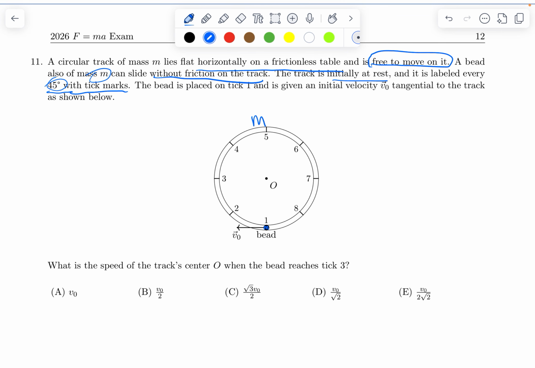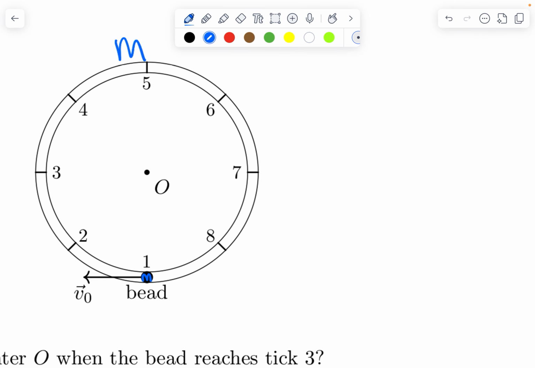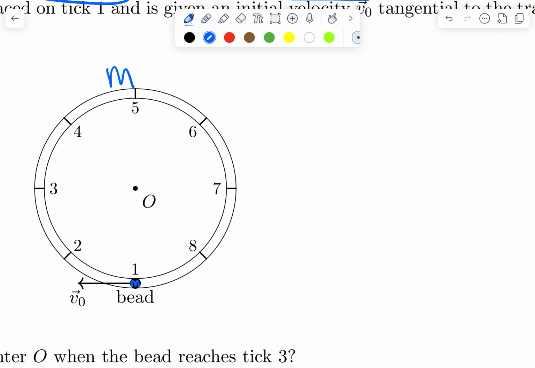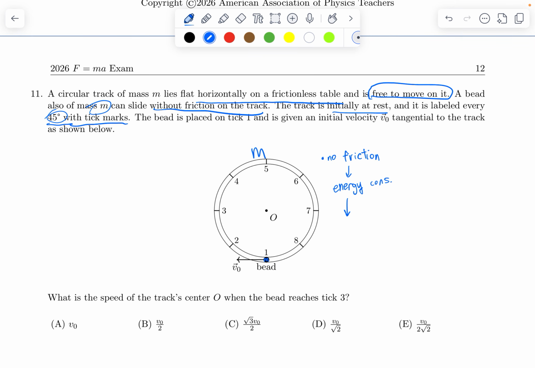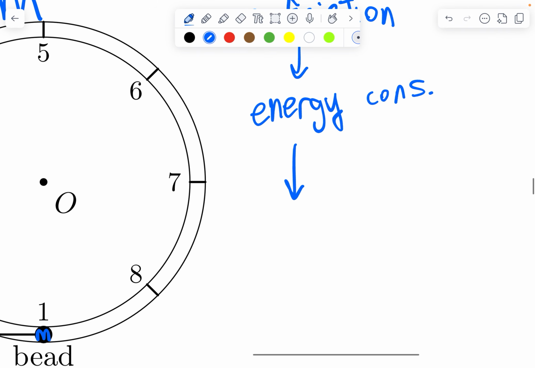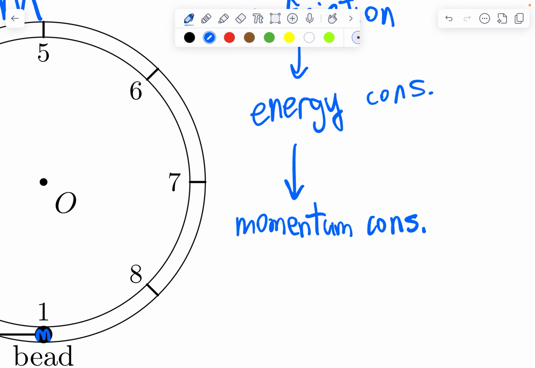Okay. So, let me zoom in on this. So first of all, we know that there's no friction, right? So that means that energy is conserved, okay? And there's no mention of inelastic collisions or anything, and because of energy conservation, momentum is also conserved, okay?